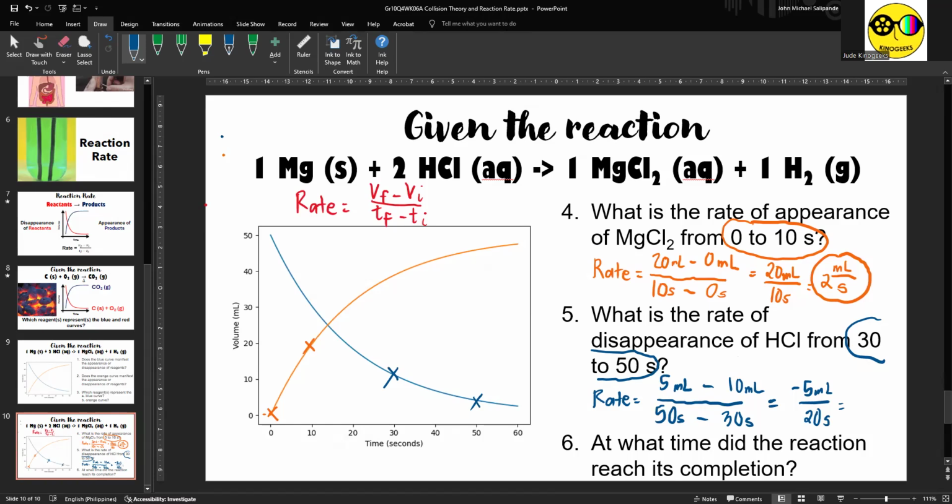And we'd like to express our answers in decimal points so we can compare it with other numbers, no? So, the answer must be negative 0.25 milliliters per second. The negative sign indicates us that the amount or volume of the reactant, HCl, is decreasing.